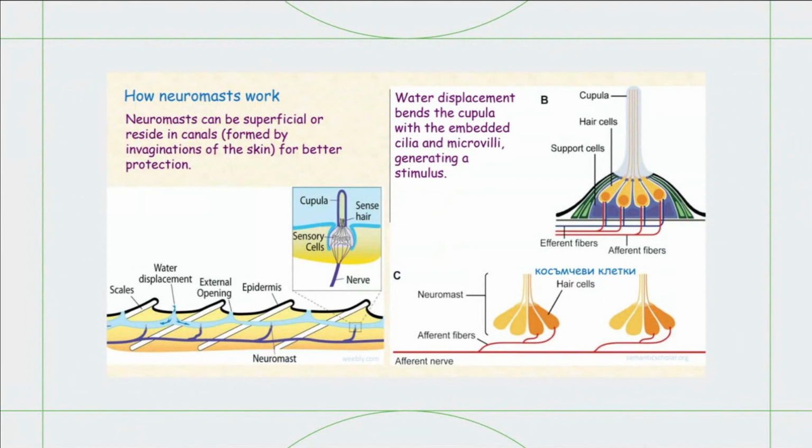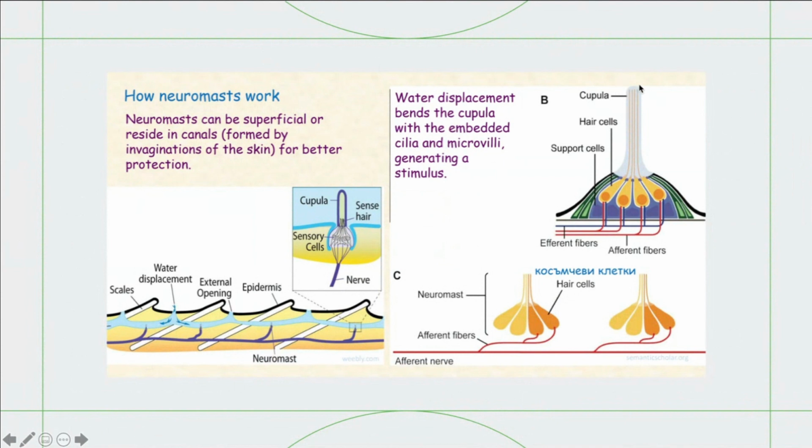Okay, so how neuromasts work. This is a screenshot from the lecture slide. The neuromasts can be superficial or they can be found in canals, and these canals are invaginations inside of the epidermis. Invaginations just means pits inside of the epidermis, and they're there sometimes so that they can have better protection.